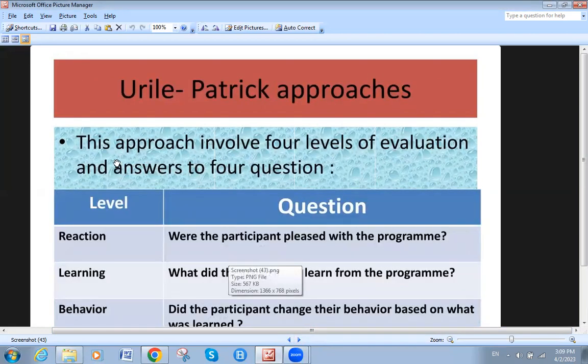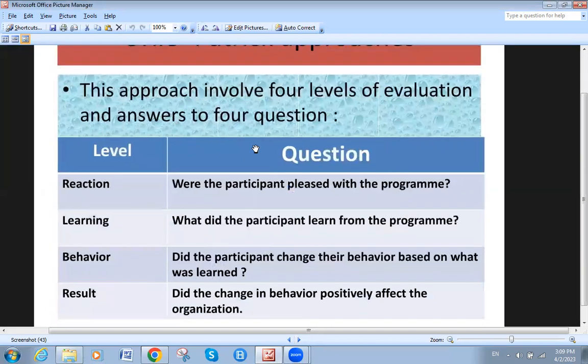The Kirkpatrick approach involves four levels of evaluation and answers four questions. Reaction: were the participants pleased with the program or not? The reaction regarding the training program. Learning: what did they learn? Behavior: did the participants or the trainee change their behavior based on what they learned?